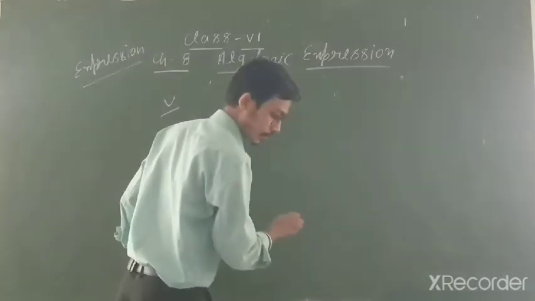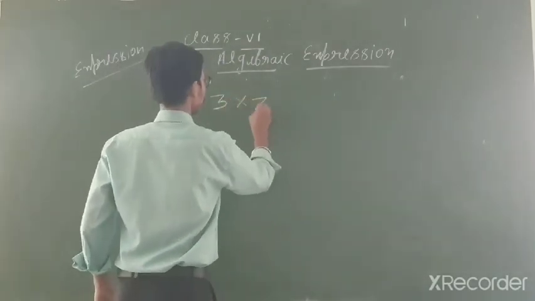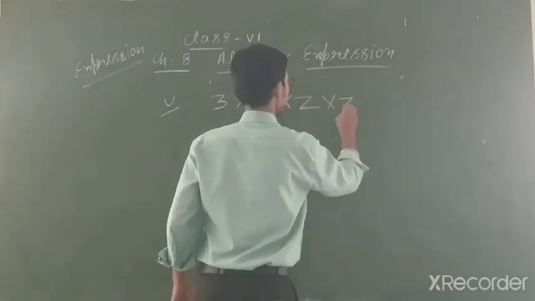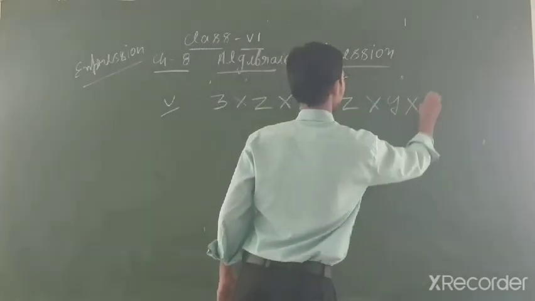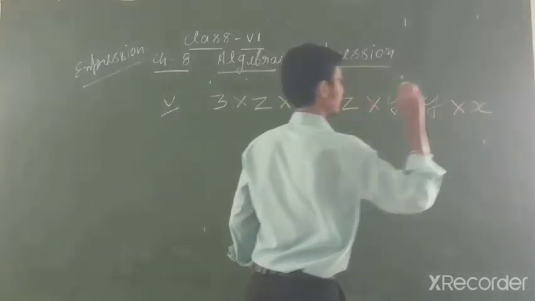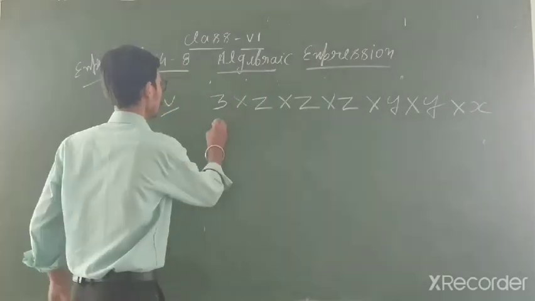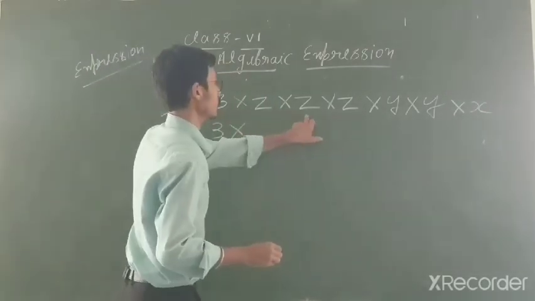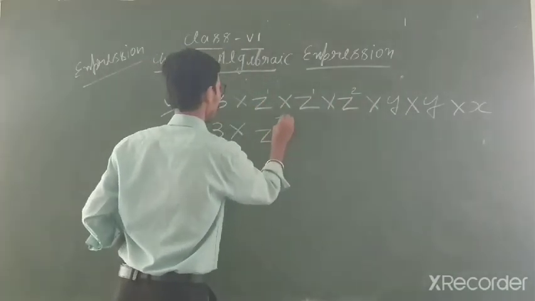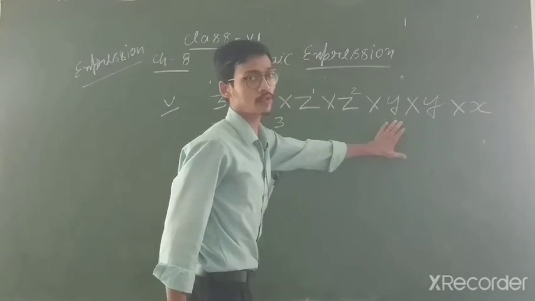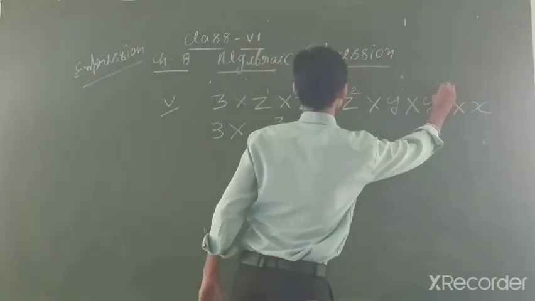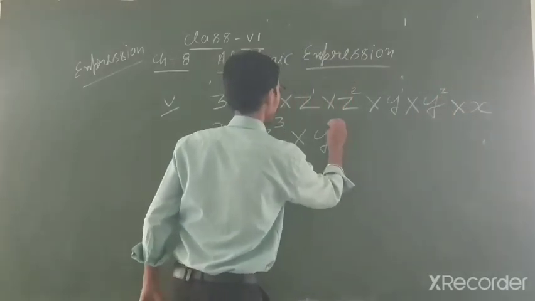What is given? 3 into z into z into z into y into y into x, clear student? This is given. You know that 3 multiply by what? Z. How many times z, student? So 1 2 3 times. You can write down z to power what? Z to power 3. And y is given, student, how many times? Y 1 times, and here 1 also 2. Yani you can write down y to power 2.